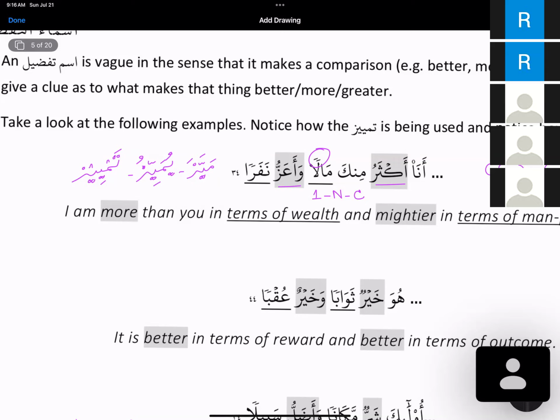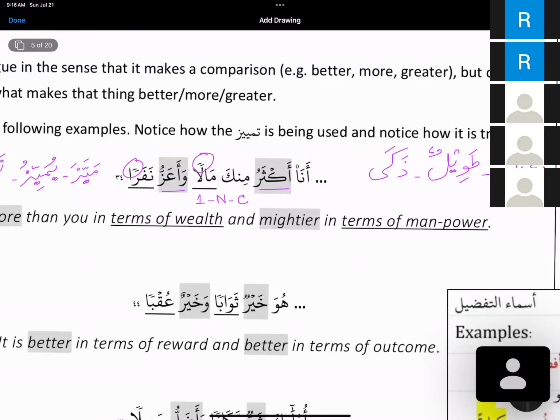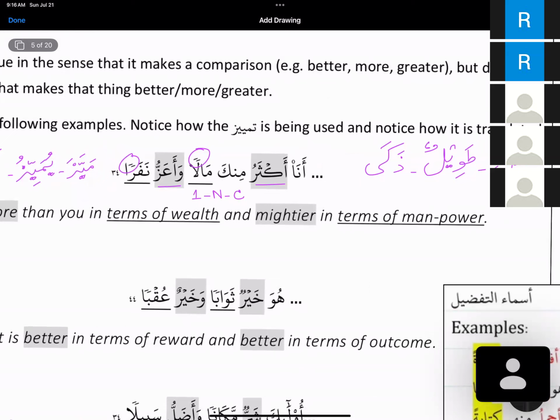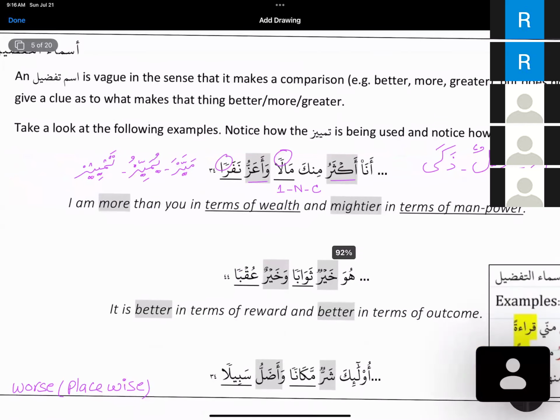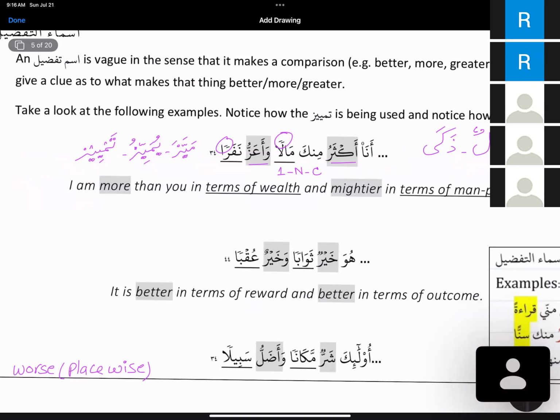In what sense now? You are saying I'm mightier than you, then I'm going to ask in what sense, right? So now it is explained over here: nafaran, in terms of power, or in terms of manpower basically, right? He has more employees, more children, more people to take care of him, more people under his authority. That's what he's saying over here. So ana aksaru minka malan wa a'azzu nafara. Both malan and nafara are tamyiz over here.